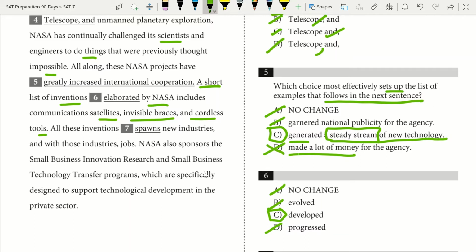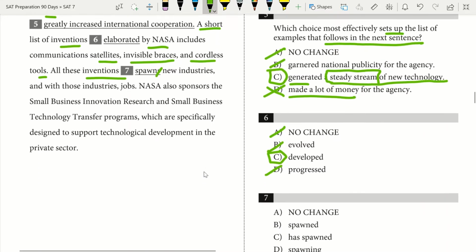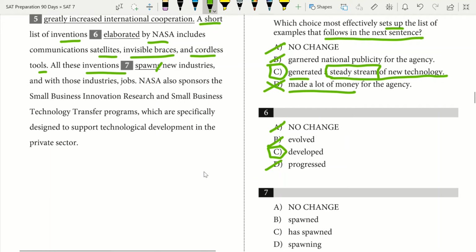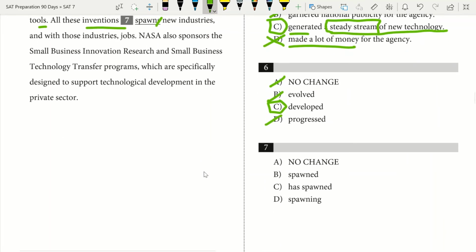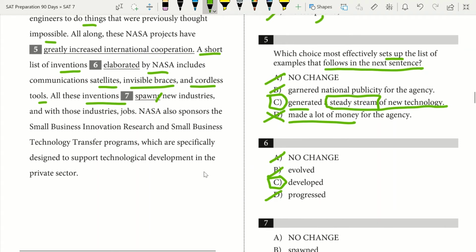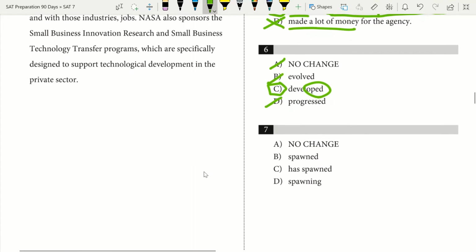All right, so we have all these inventions spawn. Okay, inventions is plural. We need plural verb, which would be spawn, new industries. Okay, so our correct answer, it looks like we're looking at tense here. Okay, so at first I thought we were just looking at matching our number, but it looks like we have to answer tense as well. Okay, up here I see that I have developed. Okay, so that's past tense. So I'm going to look for past tense verb here. I see I have spawn, which is answer choice B. So my answer then for 7 would be B.